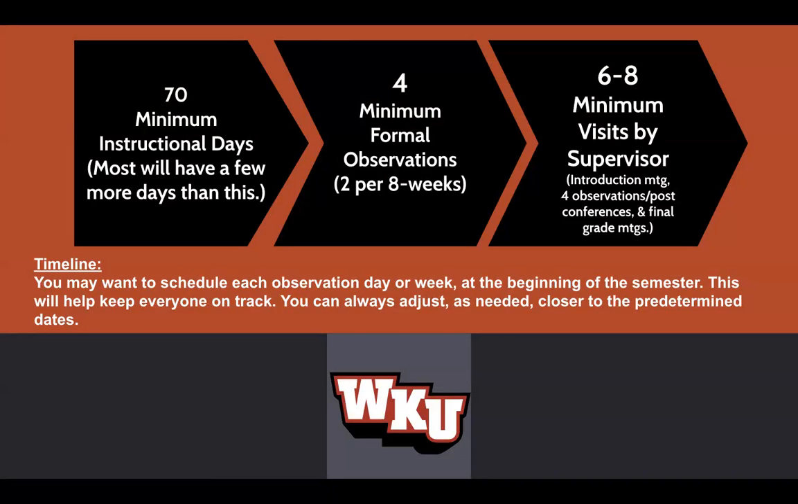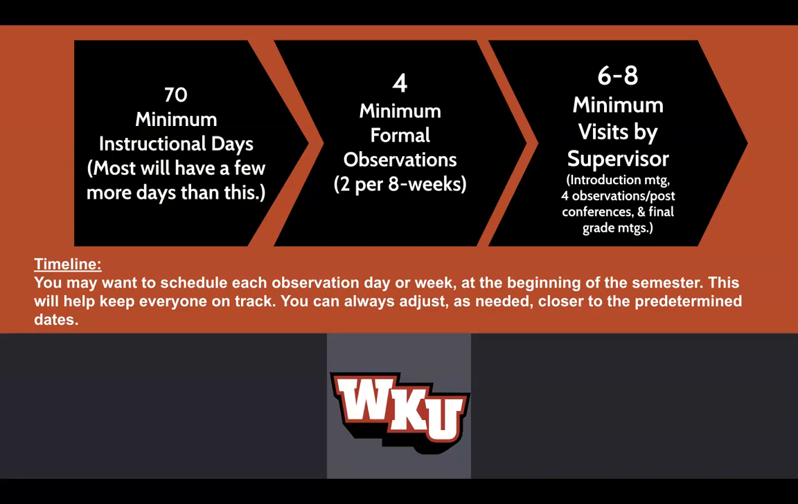There are 4 minimum formal observations by you. So you would go 2 times to observe the first 8 weeks and 2 times the second 8 weeks. Occasionally, there may be a student teacher who is struggling, and we might ask you to do an extra observation, or you may even realize it would be helpful. But the minimum is 4 formal observations.